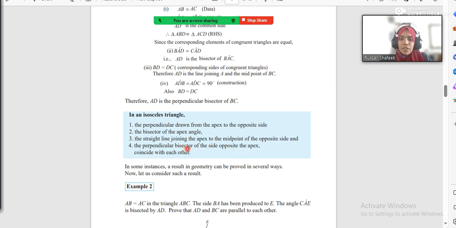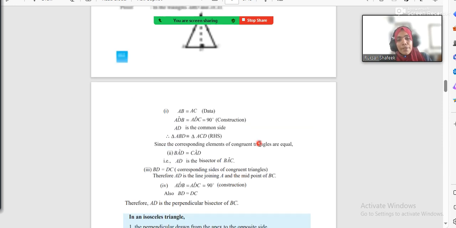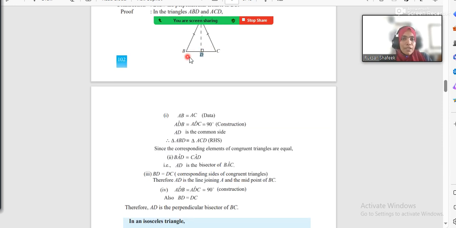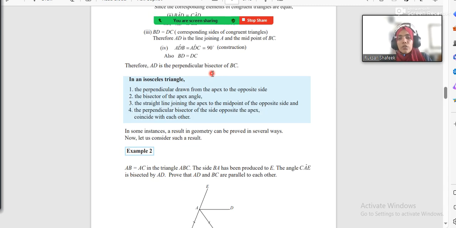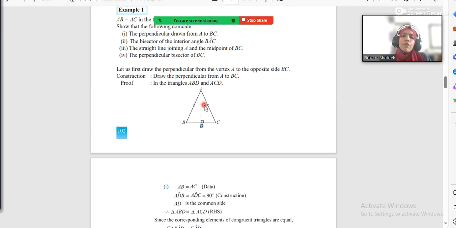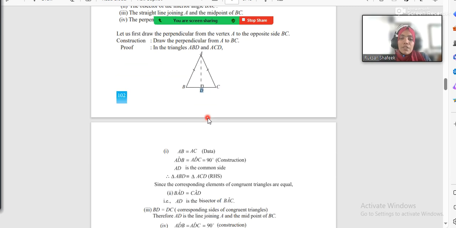So what are they talking about at this point? The perpendicular bisector of the side opposite the apex is these two parts here, BD and DC. They are all going to coincide. So think of it this way. You're going to fold this ABC triangle from AD. What happens? This is actually the symmetrical line there, so they're going to coincide. They're going to be one on top of the other, right? That's exactly what they're trying to show here.